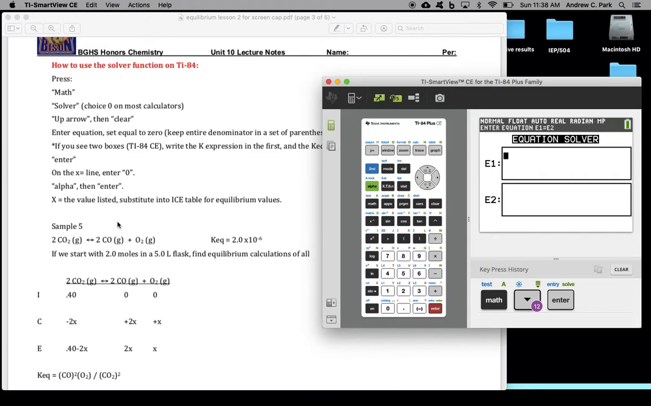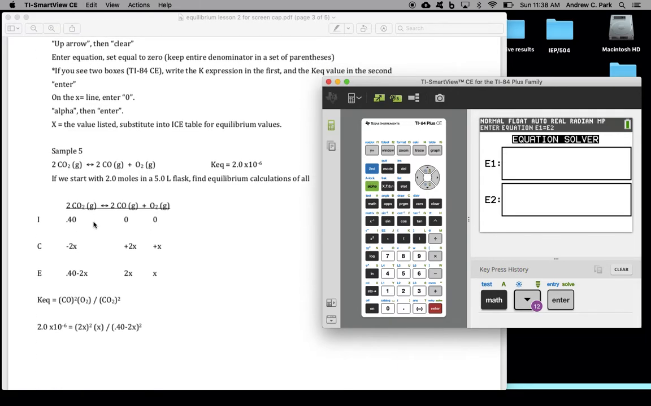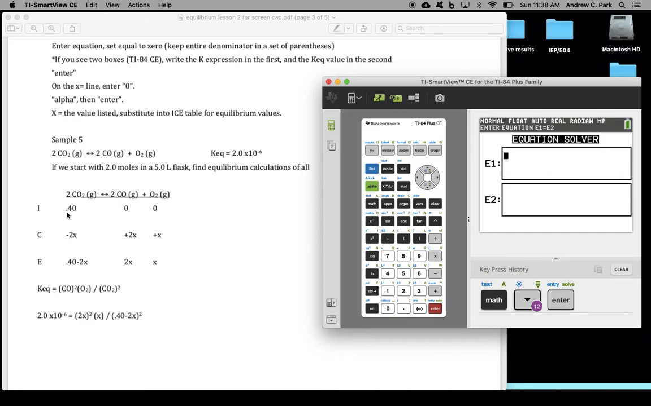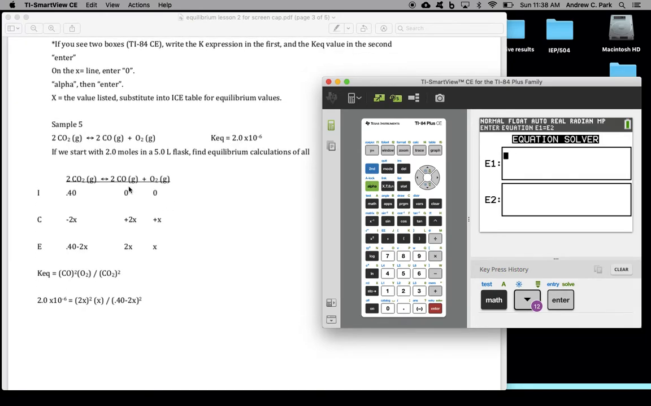The example here in the notes is carbon dioxide decomposing to form carbon monoxide and oxygen. I filled out my ICE table ahead of time so you can see how I would have worked this. So 2 moles in a 5 liter flask, and we can only enter molarities, so the molarity is going to be 0.4. They didn't mention these, so there's nothing there. So I know that this is going to decrease and this side is going to increase, because there are no values here.